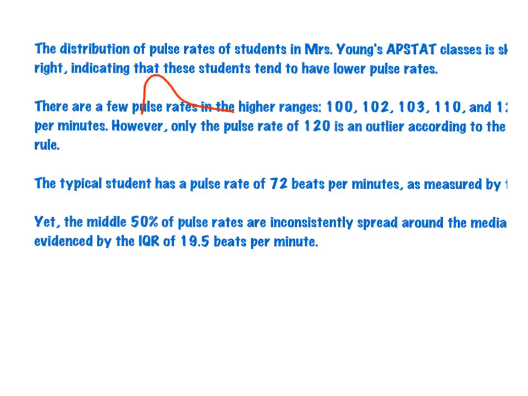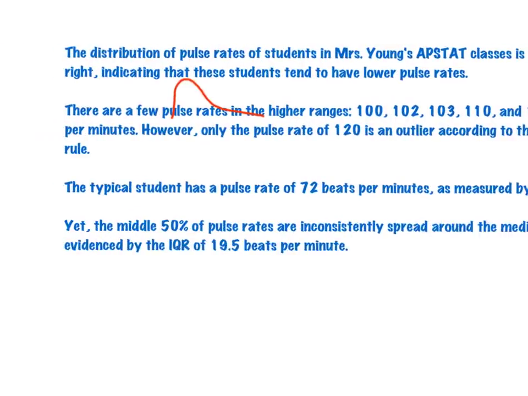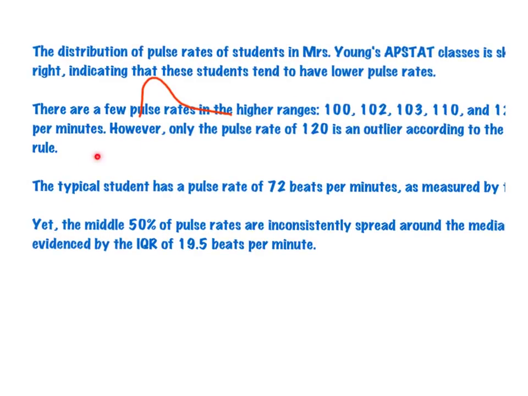There are a few pulse rates in the higher ranges. I'm moving into talking about unusual values, 100, 102, 103, 110, and 120 beats per minute. However, only the pulse rate of 120 is an outlier according to the 1.5 IQR rule. Now, I'm not showing that here because we showed it on the last video, but you can go back and look at that to see how that was verified.